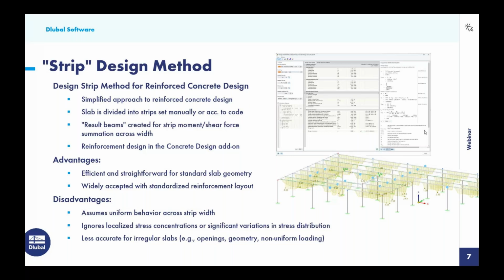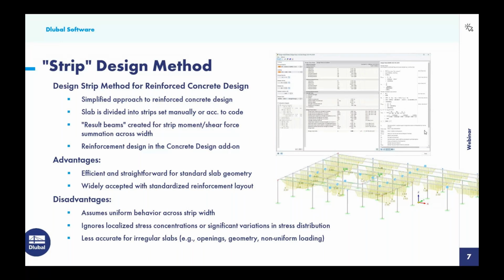And we'll see this in our example today, just how the output of the reinforcement can be a little bit more user friendly. The disadvantages we might want to mention here is that we assume uniform behavior across the strip width. So we're kind of averaging out or summing up those forces across the entire strip width. So we're going to ignore localized stress concentrations or significant variations in the stress distribution. So perhaps we have an irregular slab, so we're talking about areas with complex openings, complex geometry, non-uniform loading, where maybe we really need to focus on the details at some of these locations for our surface where the reinforcement needs to be looked at a little bit more detail rather than averaging out over the entire strip width.